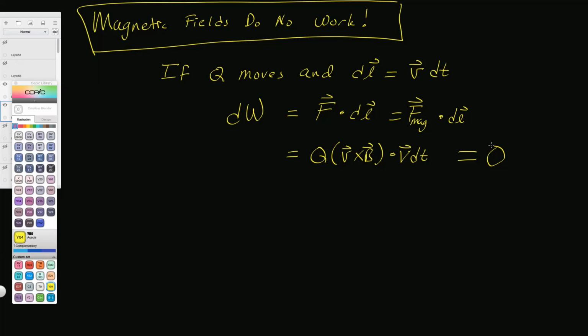All right, but let's start writing our forces in terms of current instead of Q V. So let's define current.